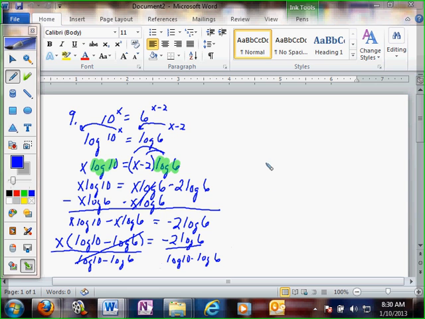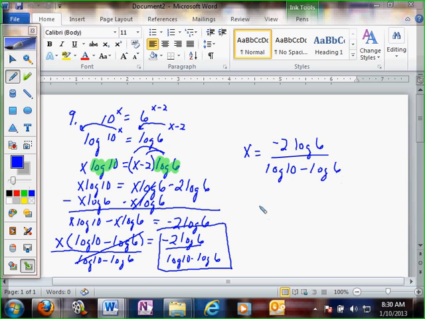And I get that my answer is x equals all of this right here: negative 2 log 6 divided by log 10 minus log 6. Now again, this is the exact answer.